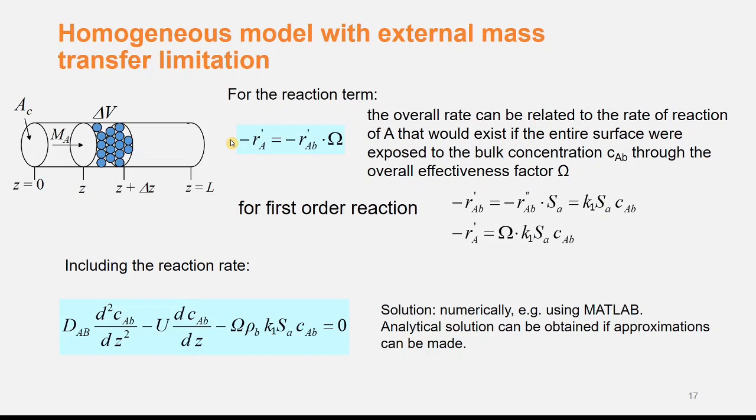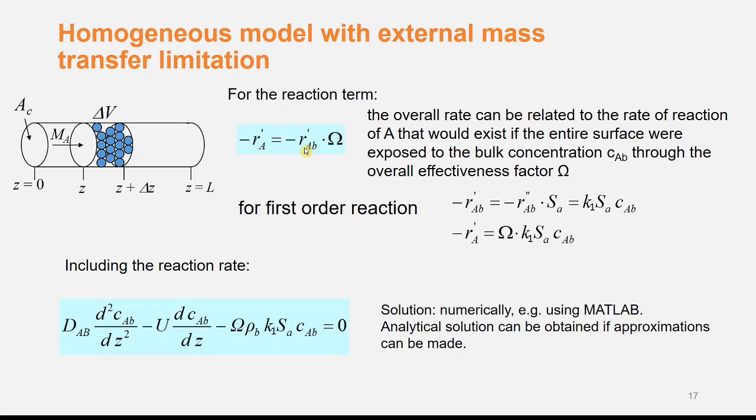Finally, we just need to include the reaction rate. In the previous slides, we derived the overall effectiveness factor omega, which accounts for external and internal resistances. We established this relationship that negative RA prime is equal to negative RAB prime, so now it is at the bulk concentration, times omega, the overall effectiveness factor. Or, the actual reaction rate is the overall effectiveness factor multiplied by the rate at the bulk concentration.